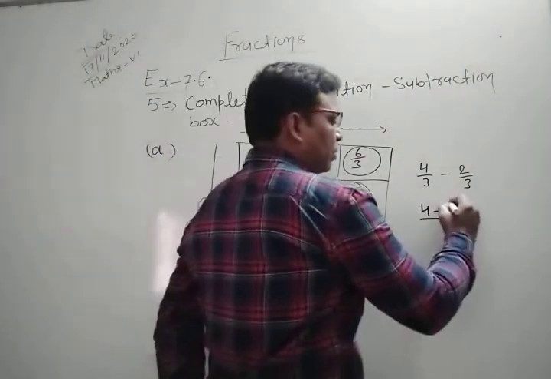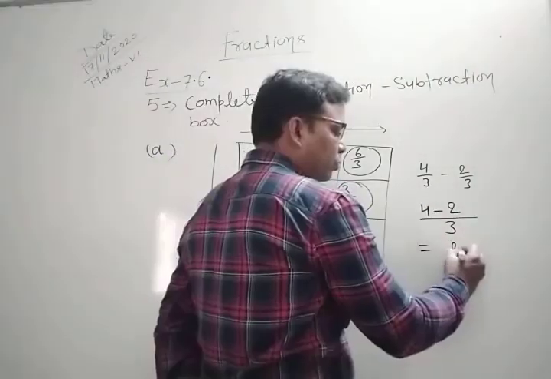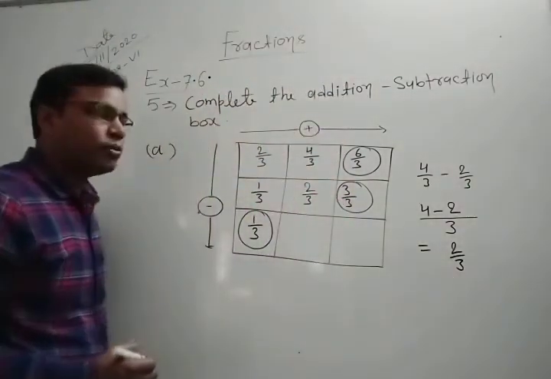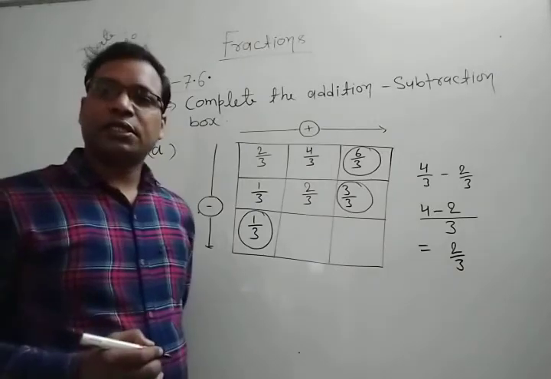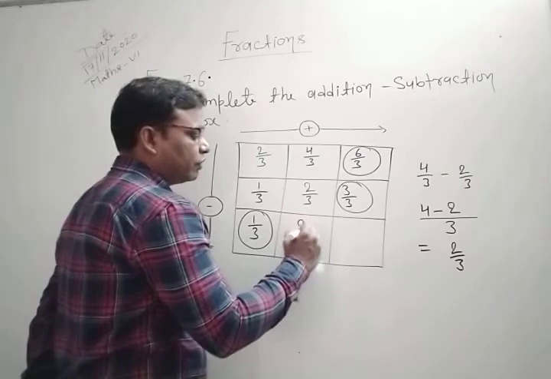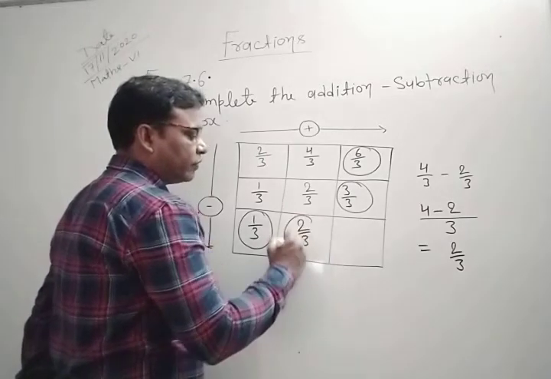So here you can see the numerator of the first fraction is 4 and the numerator of the second fraction is 2. So 4 minus 2 is equal to what? 4 minus 2 is equal to 2. So in this way you have 2 by 3. If you subtract 2 by 3 from 4 by 3, then you obtain 2 by 3. So you can fill here 2 by 3.